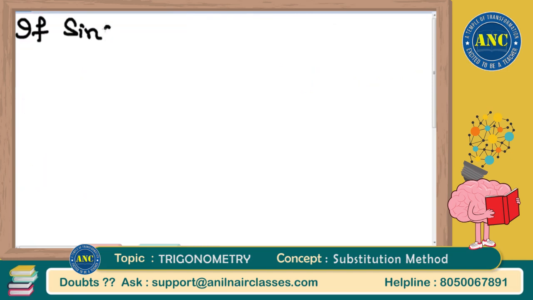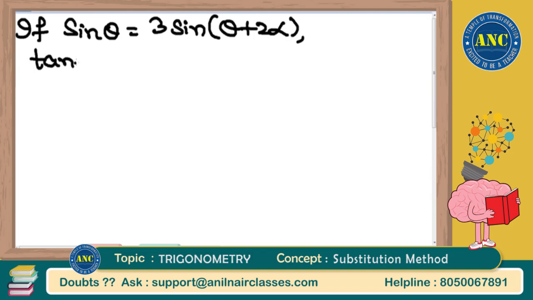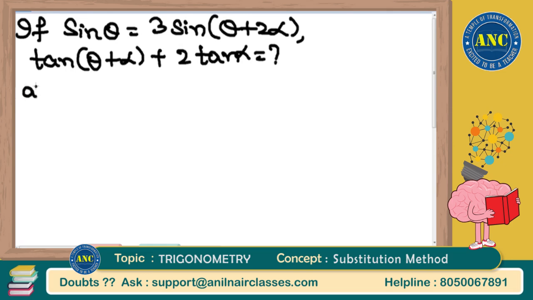Again it's an if question, let it be, that's okay with me. If sin theta is equal to 3 sin theta plus 2 alpha, there are two angles, then find the value of tan of theta plus alpha plus 2 tan alpha. This value I am interested to find, right? Now see here, options: 0, minus 1, minus 2, 1.